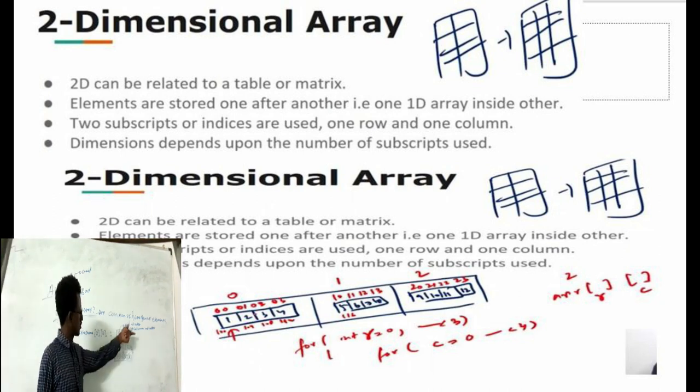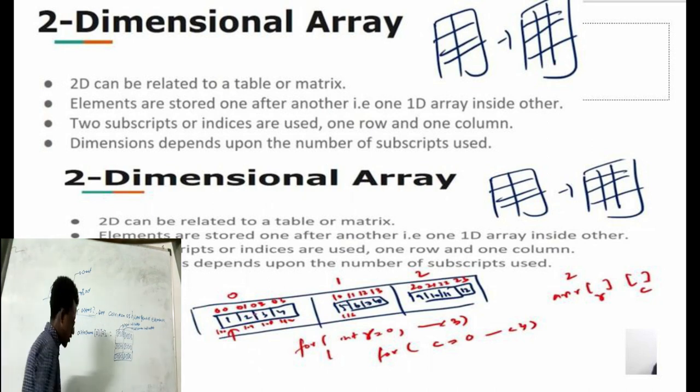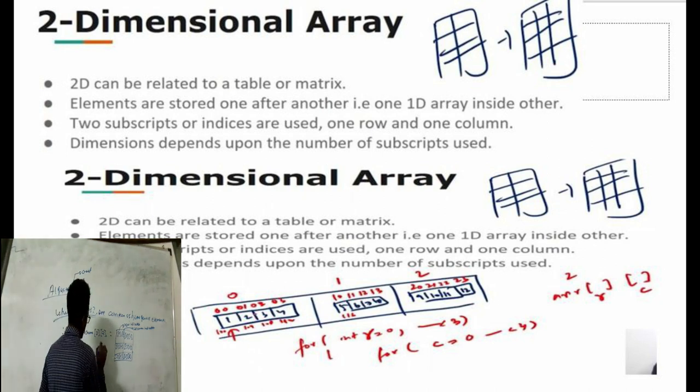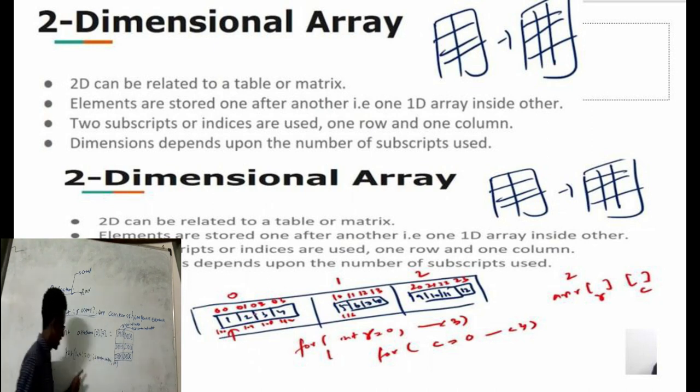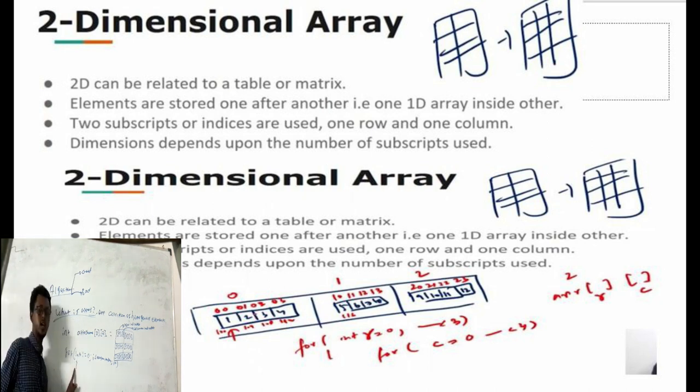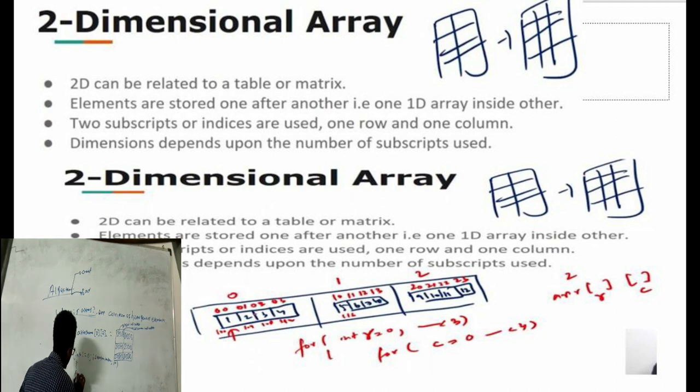In order to use these two indexes, we apply two for loops. The first for loop is for the row: for int i equals 0, because the index in an array starts from 0; i less than array name dot length; semicolon, i plus plus. Inside this we also write another for loop for the column: for int j equals 0, j less than the number of columns.